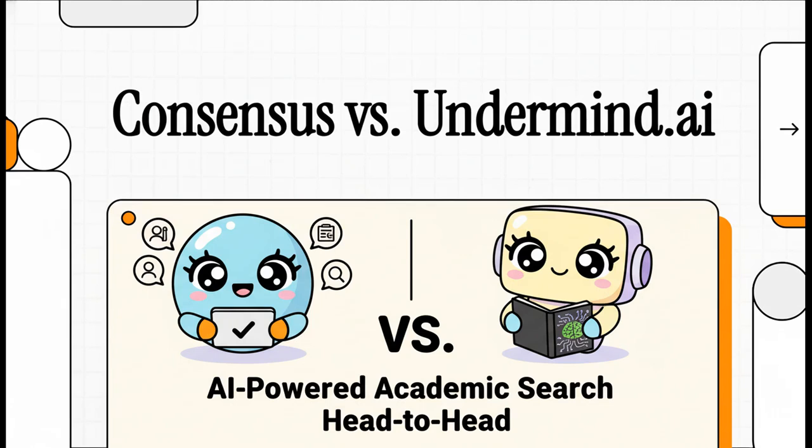All right, let's dive in. Today, we're taking a look at the wild new world of academic research, where AI is changing, well, pretty much everything. We're going to put two of the biggest names in this space head-to-head, Consensus and Undermind.ai, and really figure out which one might be right for you.